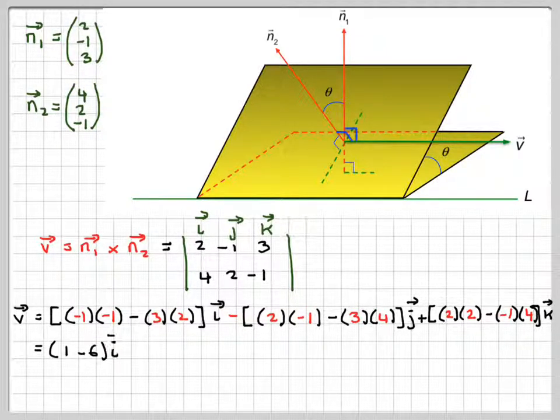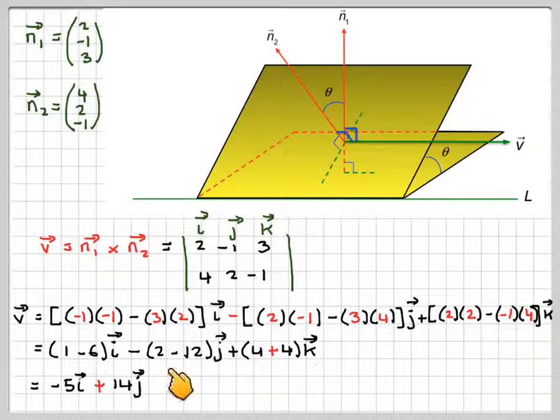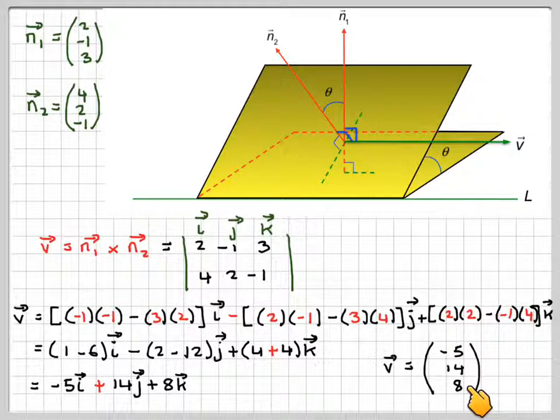That comes down to being (1 minus 6)i, minus (minus 2 minus 12)j, and (4 plus 4)k. So it's going to give me minus 5i, plus 14j, so be careful with the sign, plus 8k. Writing it as a column vector, we get minus 5, 14, and 8.